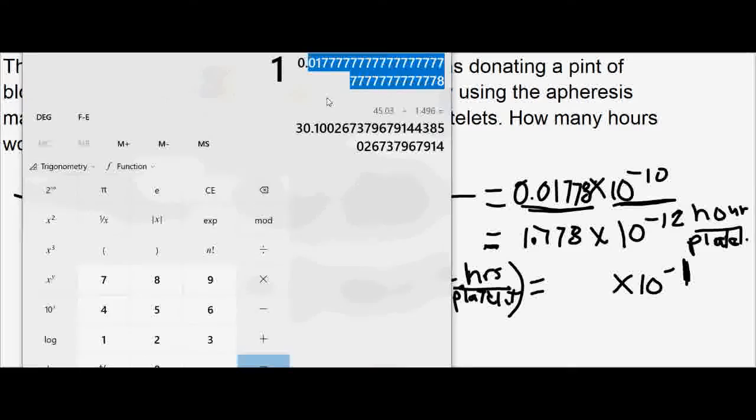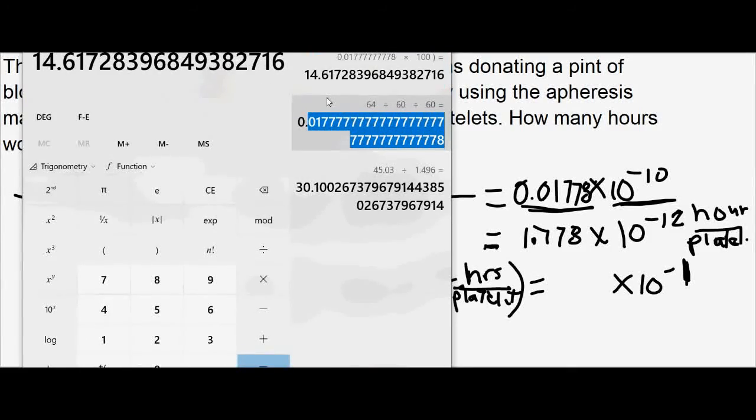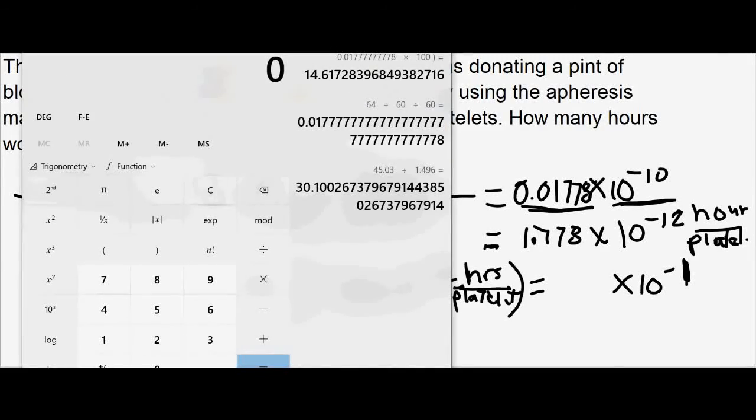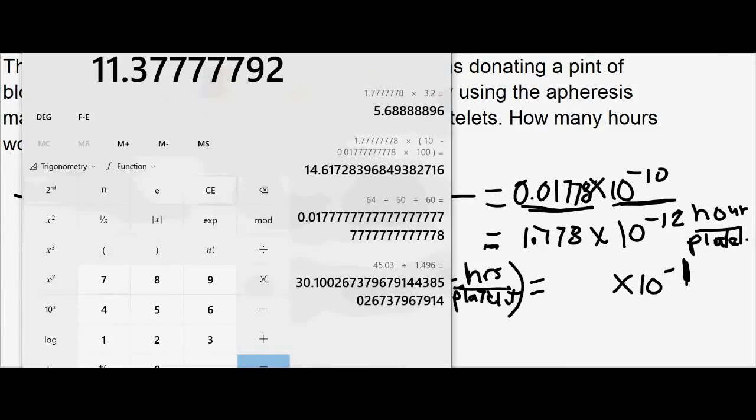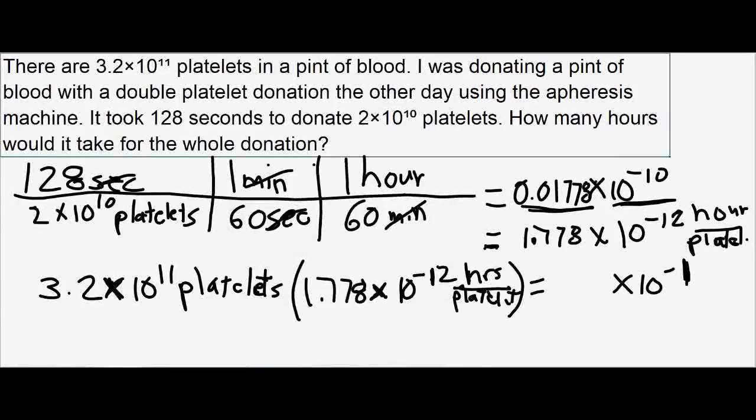and multiply it by 100 to get my, okay, clear. Who was it that had the thing where you clear the calculator 5 times? Anyway, 1.778 times 3.2. And I was donating a double donation of platelets, so I actually need to multiply this by 2. That's what I had forgotten. And I get 11.3, we'll call it 11.378. And I'm going to put these in parentheses and multiply by my 2.